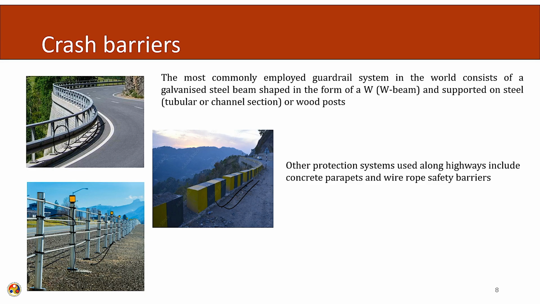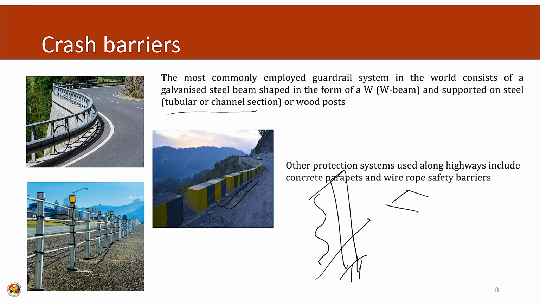If we cut out this section, this looks like our conventional W beam. This is a W beam as we saw in the last lecture, and this is supported on a tubular channel or wood post. So, the support can be made up of a wooden post or a tubular channel type, tubular sections like this. These are the tubular sections.